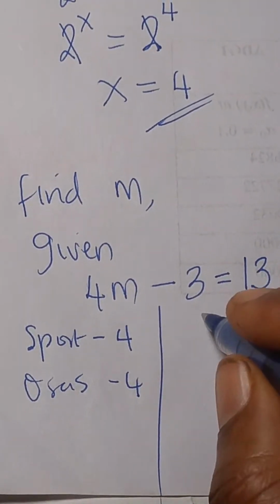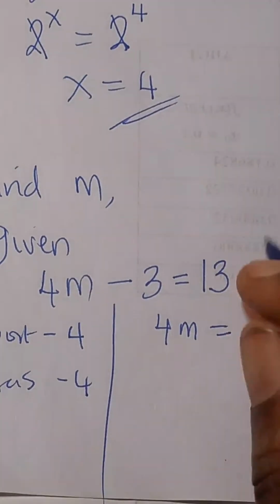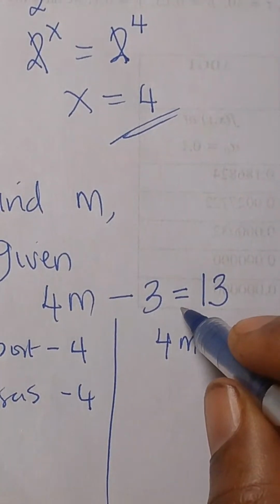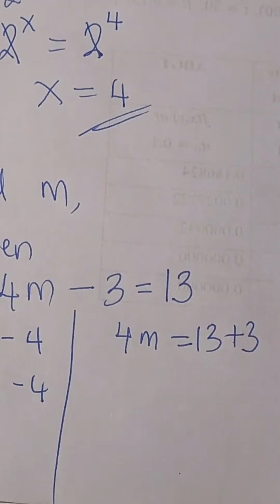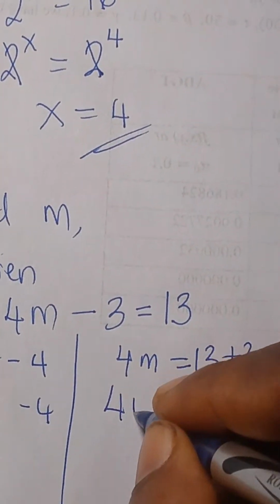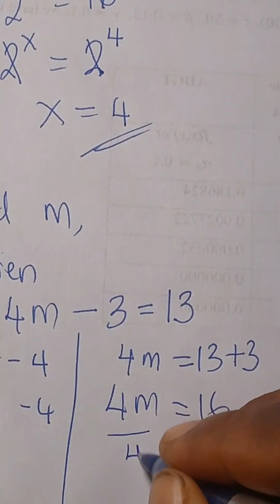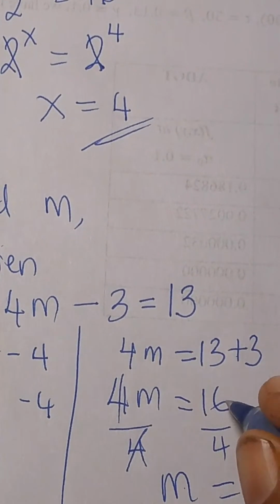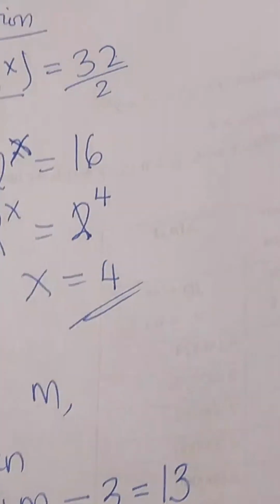So let's solve. We have 4m is equal to, write 13 first. When this -3 crosses the equality sign, once it crosses, it becomes +3. So 4m is equal to 13 plus 3, which is 16. Divide by 4, divide by 4. 4 will cancel, m is equal to 16 divided by 4, which is 4. So the answer is m equals 4.